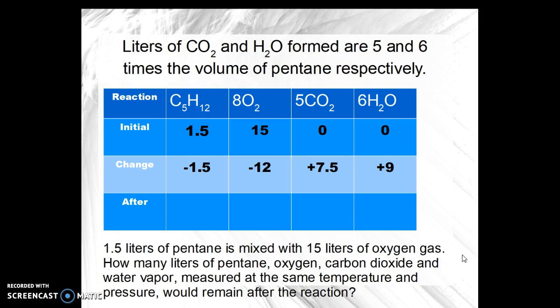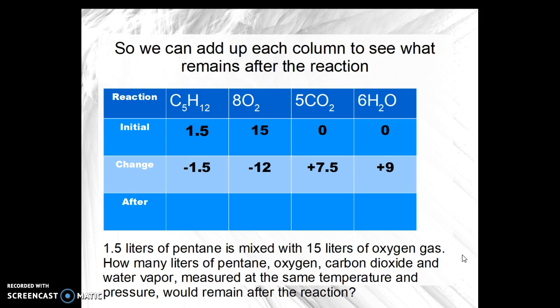Liters of hydrogen oxide, that is water, steam, and carbon dioxide formed. We see 5 liters of carbon dioxide are formed for every liter of pentane, and 6 liters of steam are formed for every liter of the pentane. And so we do that multiplication and we see that 7.5 liters of carbon dioxide are expected, 9 liters of steam are expected. We've used all of the oxygen and all of the pentane.